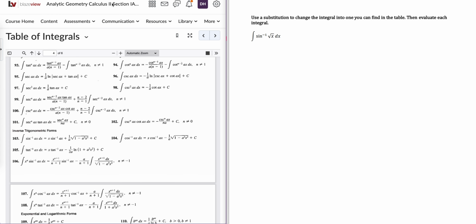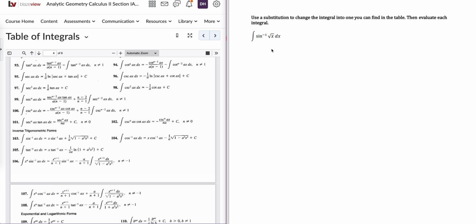For this next example, we're going to first need to do a u substitution. Then we'll be able to go to the table. And there's actually a couple ways that you can approach this example here, but I'll get there in just a moment. Let me start with the u substitution.